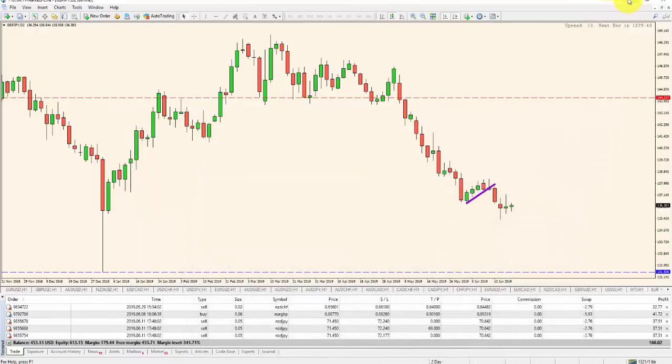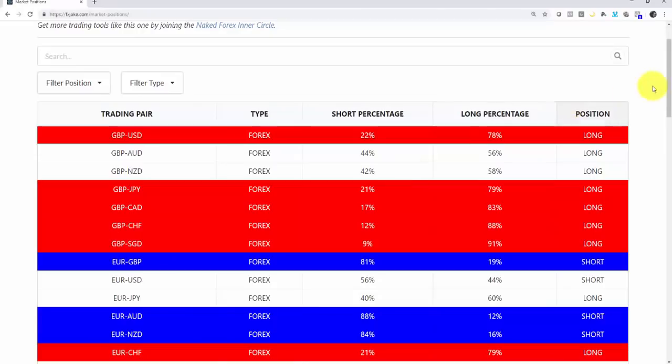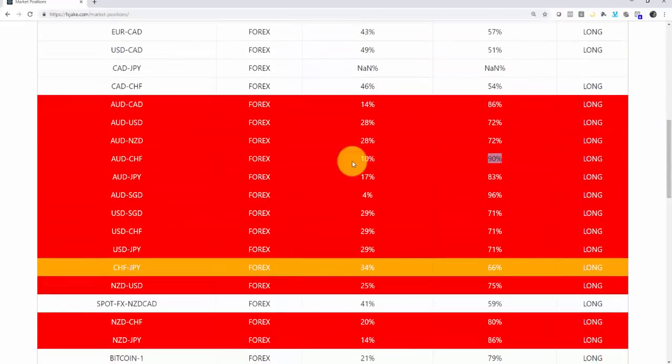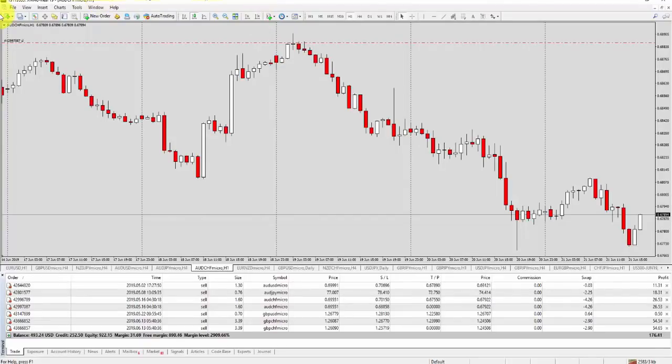So for example, let's use Aussie Swiss. Aussie Swiss right here. Is the Aussie Swiss trending? Yes. 90% of the market is going long. When I say the market, I'm talking about retail traders. Okay, great. So let's take a look at the Aussie Swiss.